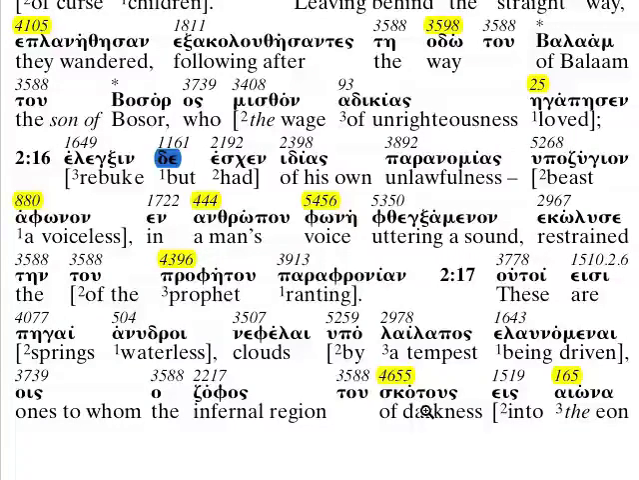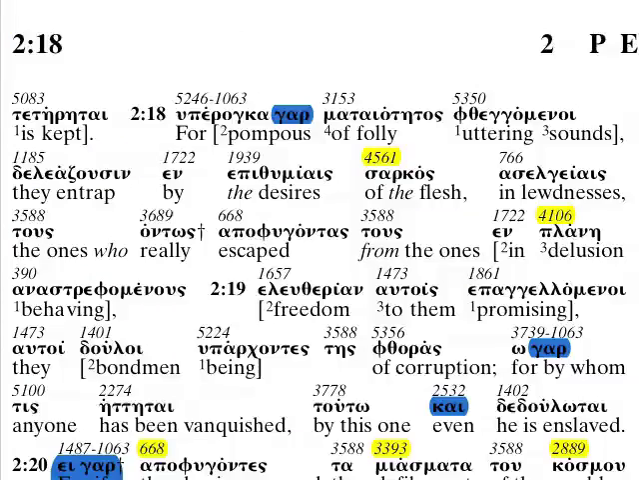Skotos, we have skotology. It's a study of darkness. Skotoscope, something that sees in the dark. Of the eon, the eon is kept. They are kept.